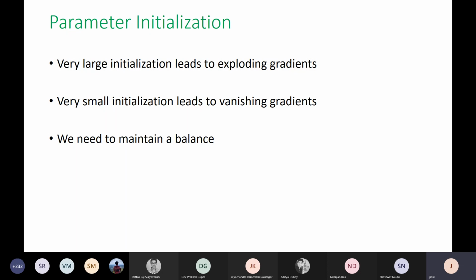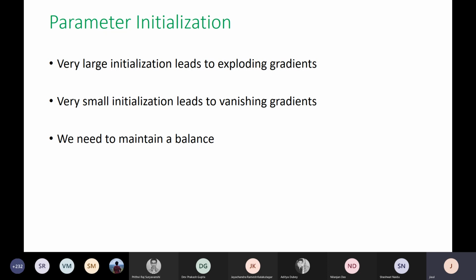Typically it's a random initialization, but using some kind of rule. It is not absolutely random. The issue that people identified is that if you set very large initialization values, then you are going to have exploding gradients. All the gradients that you compute will be very large, and as a result, you have the exploding gradient problem.